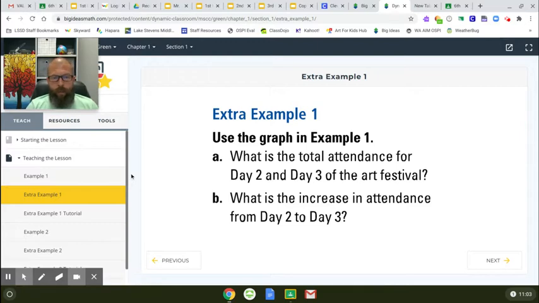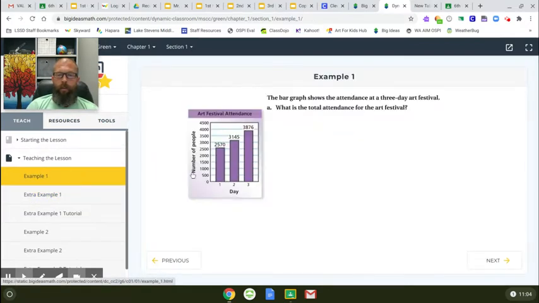Remember, if I go too fast, which I have to because I got to keep the video short, pause the video. What is the total attendance for day 2 and day 3 of the art festival? So remember, total attendance means I need to add. So day 2 plus day 3. Go ahead and write on your paper, day 2 plus day 3. Line them up, add them up, push pause, and come on back.